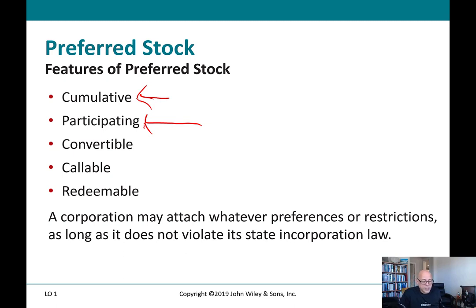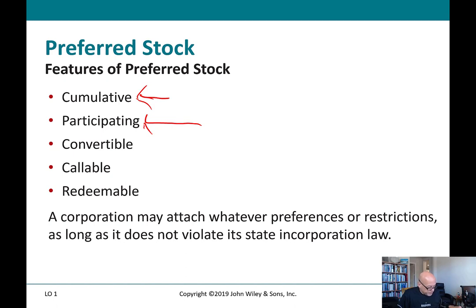Okay. Convertible means that you can convert the preferred stock to common stock. We won't get much into that. Callable means that it is callable by the issuer. And redeemable means that there's some sort of warrants or something attached to that stock that allow you to redeem them at some point for additional shares, et cetera. Okay. And so they can attach preferences for dividends, restrictions.